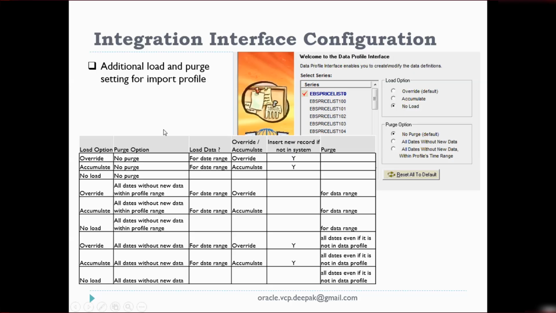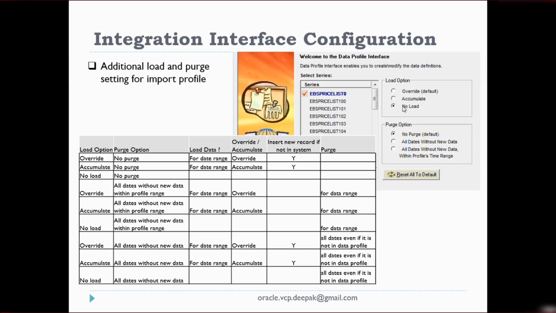I have created one table where, based on this setting, it does the various operations. Here it shows all the series on your left hand side. On the right hand side, there are some options. The first option is load, another option is purge. In the load option, how do you want to load the data? You want to do no load, or you want to accumulate, which means it gets accumulated to the existing data, or override, which means it will override the existing data.